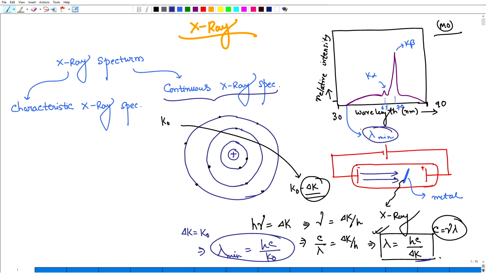From here we can find out the k naught. Lambda min equals hc by k naught, and it depends on the k naught, which depends upon us. So this is our continuous spectra.